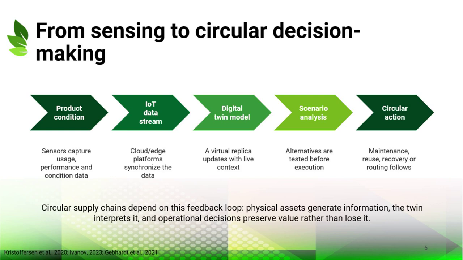Finally, the organization can take a circular action, such as maintenance, reuse, refurbishment, remanufacturing, recycling, or route adjustment. The important point is that circular supply chains require feedback. Physical systems generate data, digital systems interpret it, and operational decisions aim to preserve value. This sequence is the practical backbone of the chapter.